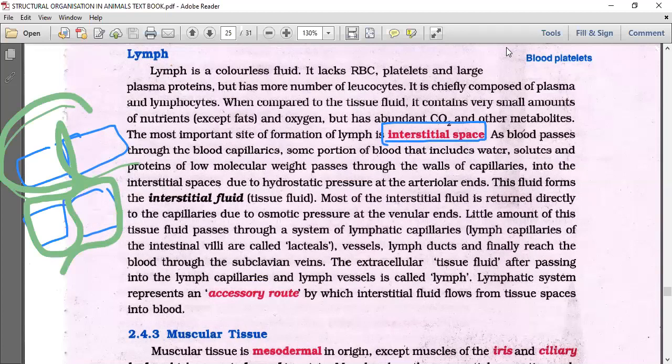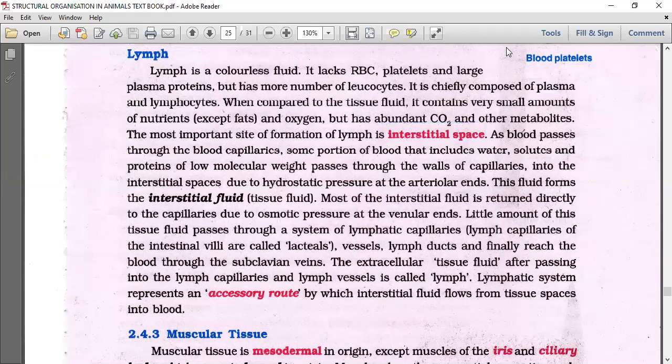As blood passes through the blood capillaries, now try to imagine from our previous learnings. So as blood passes through the blood capillaries, some portion of the blood that includes water, solutes, and proteins of low molecular weight passes through the wall of capillaries into the interstitial spaces due to hydrostatic pressure at the arteriolar ends.